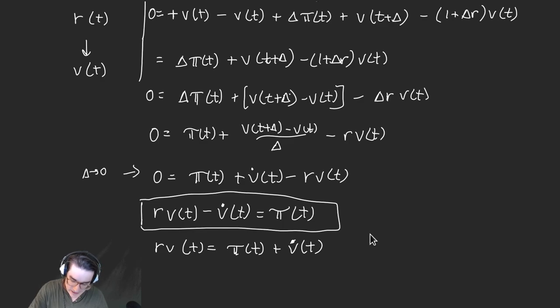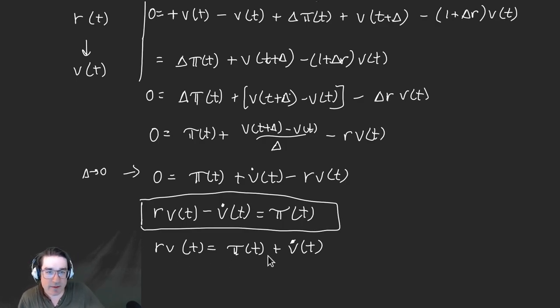One of the reasons I write it like this is that it looks similar to stuff we've seen before. Remember Hamiltonian conditions: the discount rate times the thing minus its derivative is equal to some flow stuff. We even saw how to integrate this out, so this is equivalent to v being the net present value, or the integrated value, of pi. So this is semi-familiar.